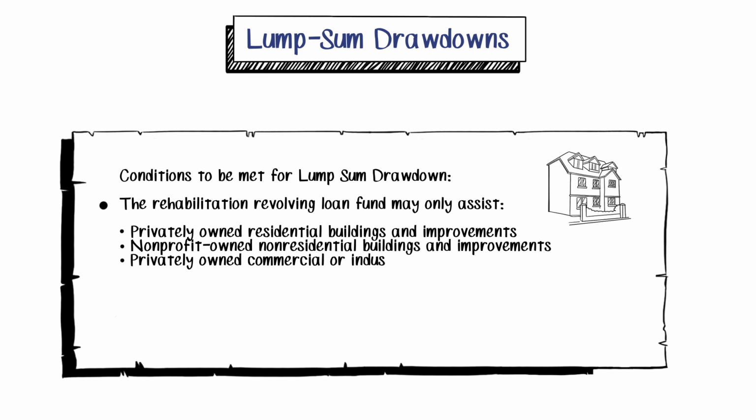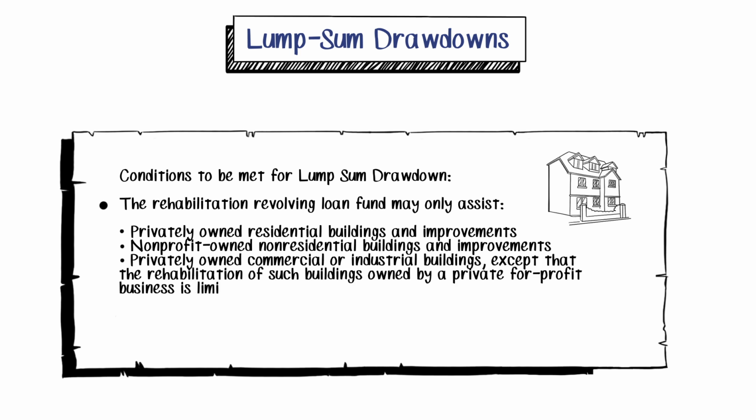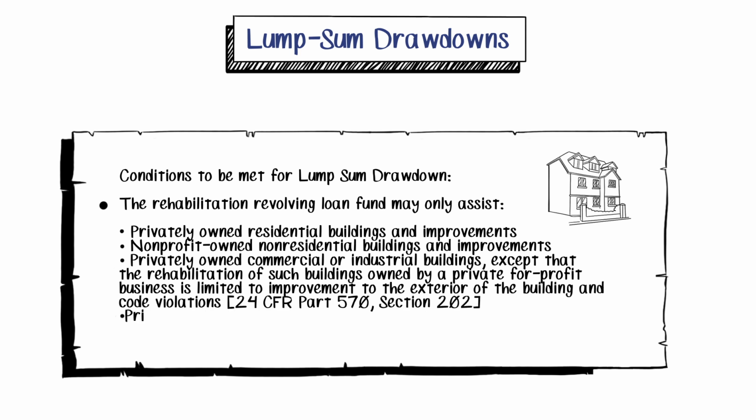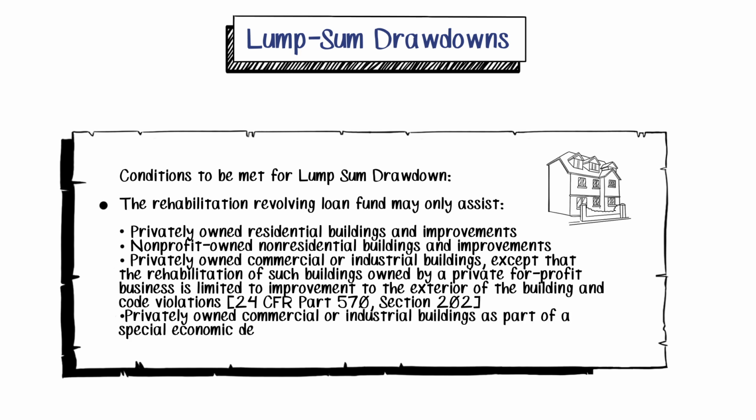If assisting a for-profit-owned property, the rehabilitation must be limited to exterior improvements and the correction of code violations. For-profit-owned properties that require more extensive renovations may be financed with a lump sum drawdown only if the rehabilitation is a special economic development activity.